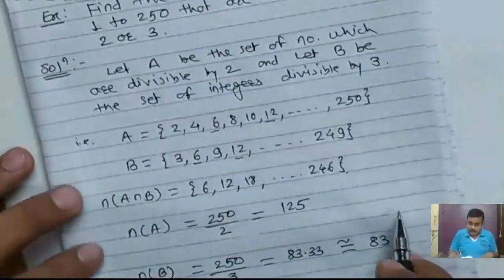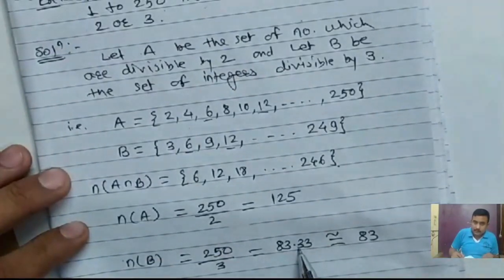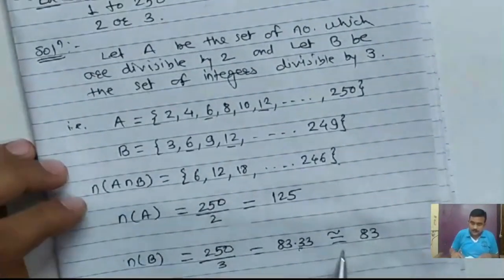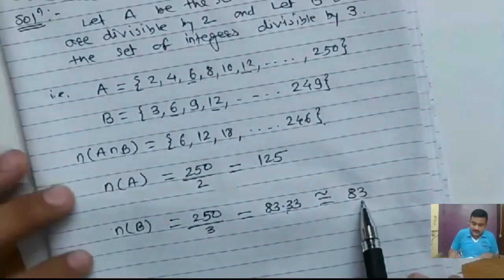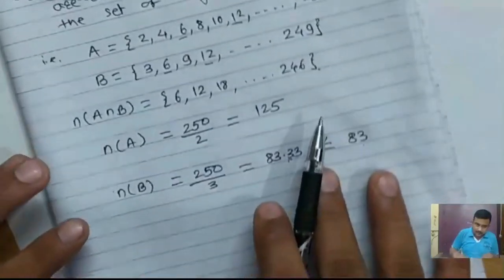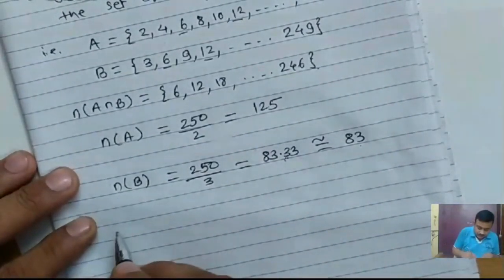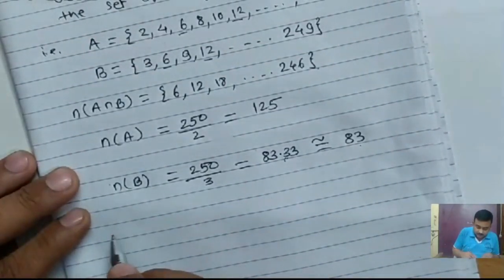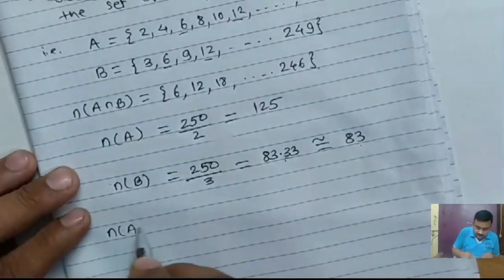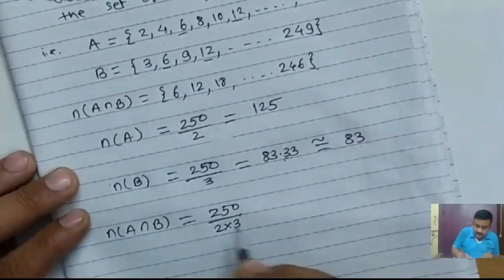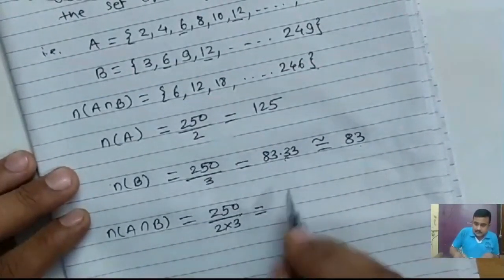We have to keep in mind that the number after the decimal point represents the remainder value, so we are not going to consider the value after the decimal point. That's why we write 83 here. It means there are 83 integers divisible by 3 between 1 to 250. Similarly, the number of integers divisible by both 2 and 3 is the number of elements in A intersection B, which equals 250 divided by 2 multiplied by 3, that is 6, their LCM, which equals 41.